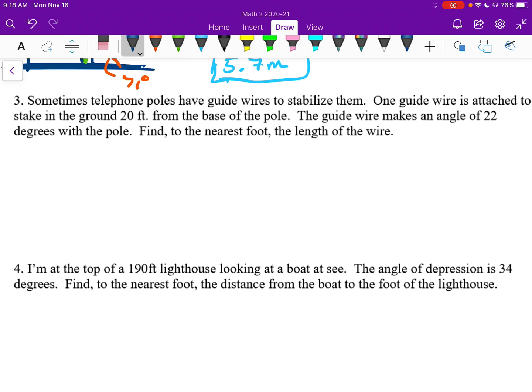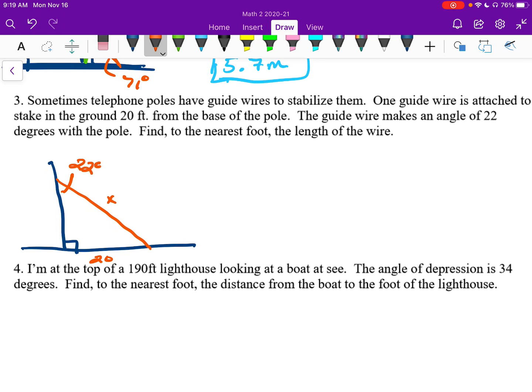So we've got a telephone pole here, right? And it's on the ground. It's a right angle. The guide wire comes along here. It's 20 feet away. And we want to know how high up the pole it is, right? Find to the nearest foot. Oh no, we're supposed to find how long is the wire. We're told that the guide wire makes an angle of 22 degrees with the pole. So right here is going to be our 22-degree angle.